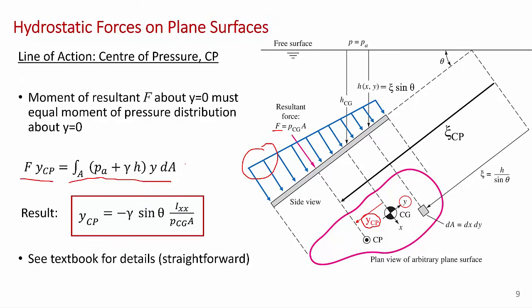The result is that ycp, the distance below the centroid, is minus gamma sine theta Ixx over PCG times A. Again, theta is the angle up here between the free surface and the gate, measured from the horizontal. Ixx is the second moment of area of the gate. I'll talk about that in a moment. PCG is the pressure at the center of gravity, and A is the plan area of the gate. A is just the total area of this gate. As I say, the details are fairly straightforward. We're just going to use that result.